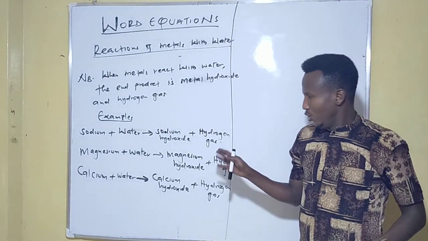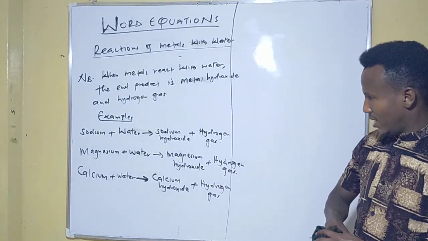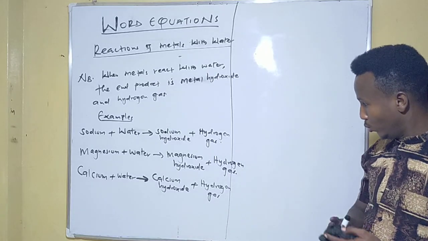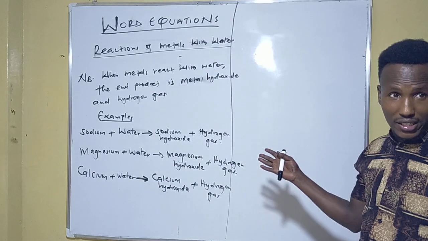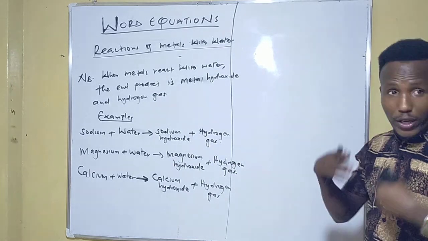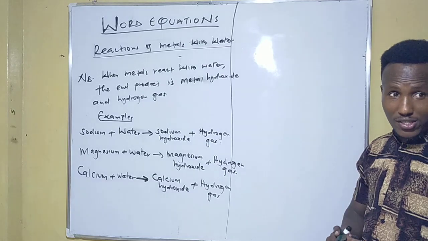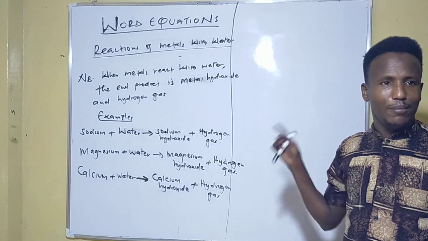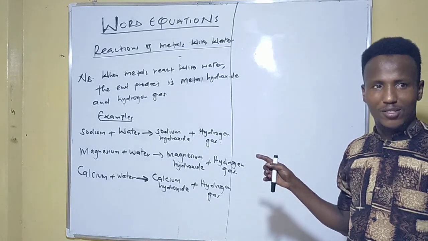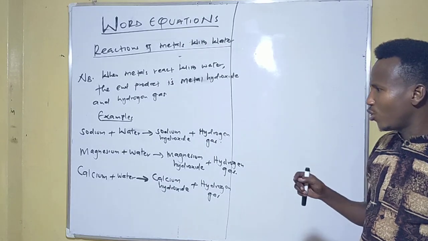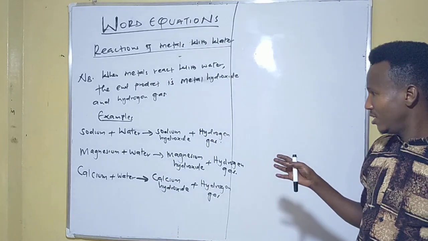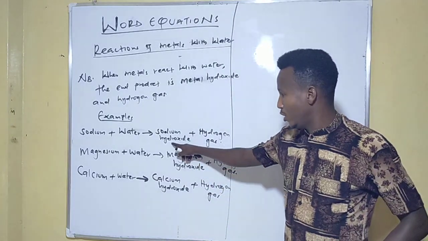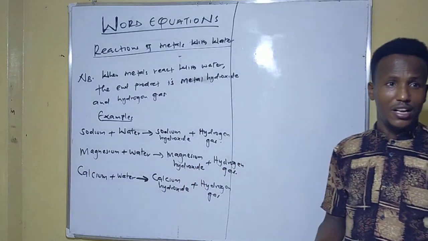Now on top of that, when we come to know the end product when metals react with water, there's another piece of information we are going to highlight here, which we are expected to give out as chemistry teachers. The end product is metal hydroxides. Remember, metal hydroxides are bases. You can confirm whether they are bases or not by using what you normally call the litmus paper. Sodium hydroxide, magnesium hydroxide, and calcium hydroxide are basic solutions.